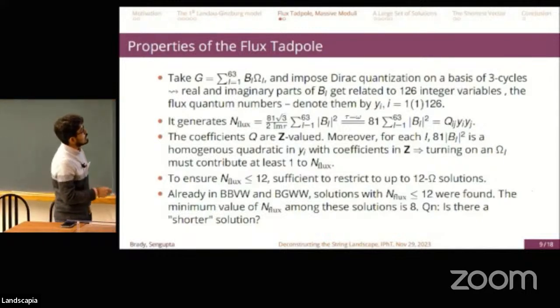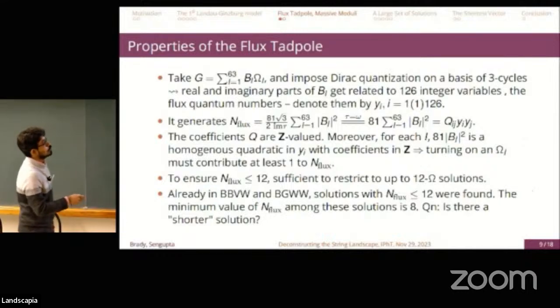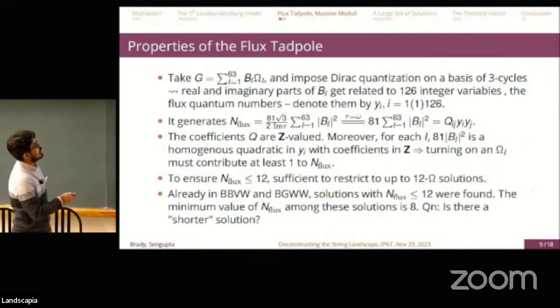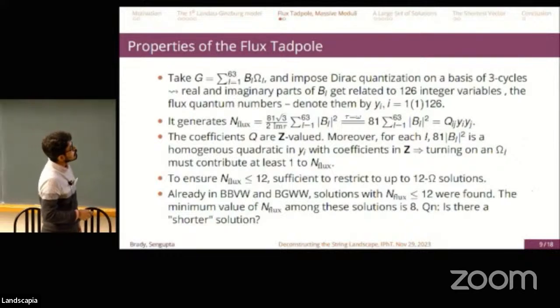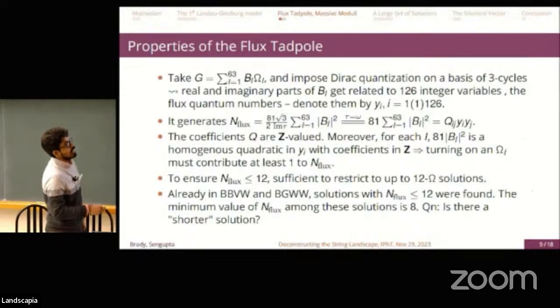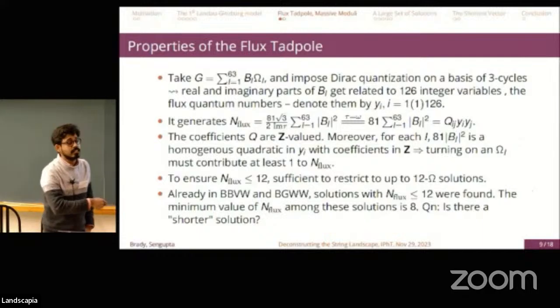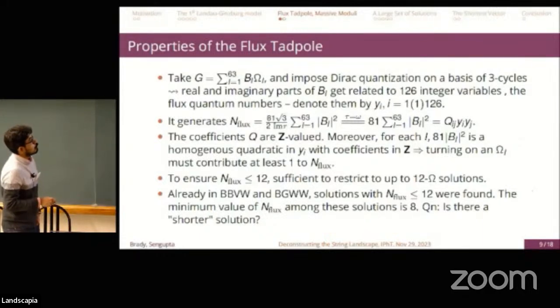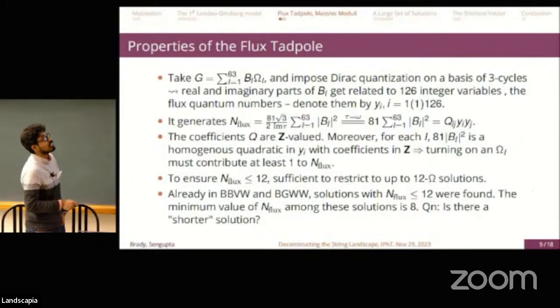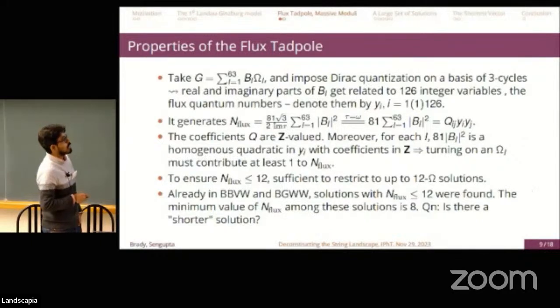And not only that, if you take one of the Bi's, assume that you only had one possible flux, and calculate 81 Bi squared and do the same exercise again, replacing Bi by what it looks like in terms of Yi and Yj, you get the same behavior: a homogeneous quadratic with integer coefficients. So what that means is that if you really do turn on a flux, it must contribute at least 1 to the flux tadpole.